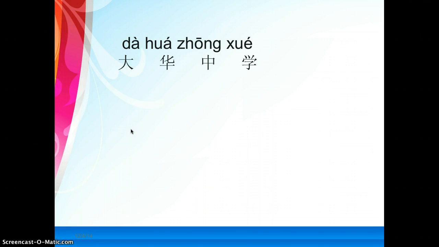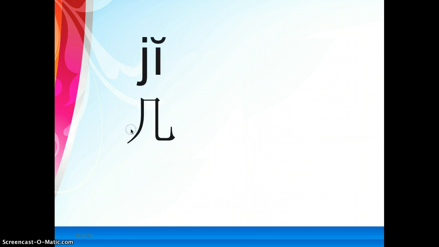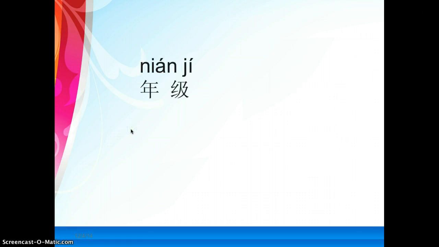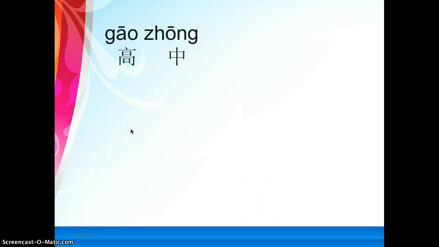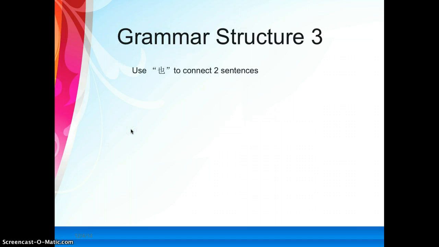大华 middle school. So 几 is used to ask about numbers. So 几 means which for numbers. 年级 means grade, right? 9年级, ninth grade. So 10年级、11年级、12年级, right? So 年级 means grade. 高中 means high school. Okay, so that's about this.